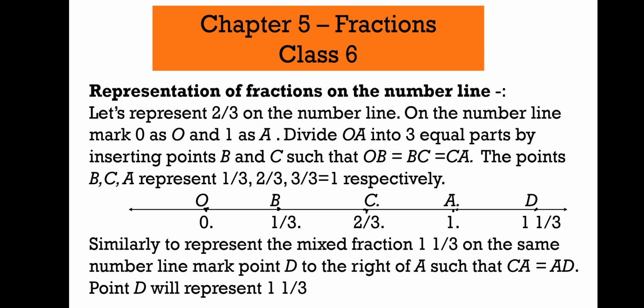First unit is representation of fractions on the number line. Let's represent 2 upon 3 on the number line. On the number line, mark 0 as O and 1 as A. Divide OA into 3 equal parts by inserting points B and C such that OB is equal to BC is equal to CA. The points B, C, A represent 1 upon 3, 2 upon 3, 3 upon 3, that is equal to 1 respectively.